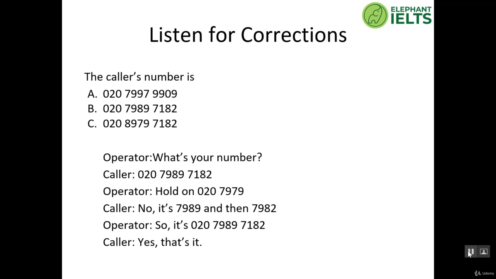020-7989-7182. Hold on. 020-7979. No, it's 7989 and then 7182. So it's 020-7989-7182. Yes, that's it.